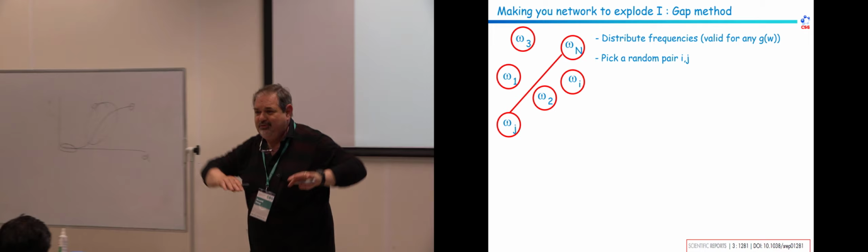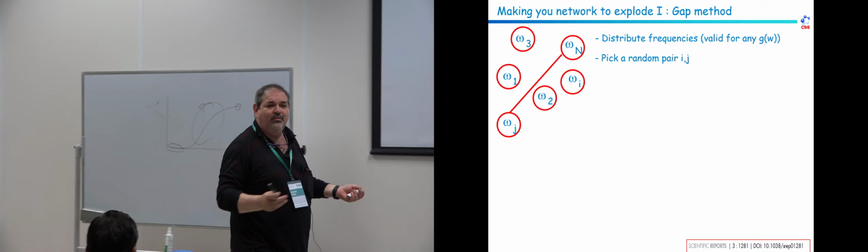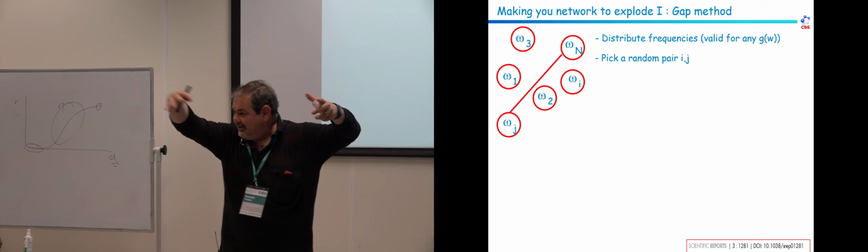Now, what happens to these seeds? They can do two things when you increase the coupling. First of all, they can grow. That is, they can attract more and more oscillators which are free. I have a lot of oscillators which are free. They can come to me. So I can grow from 2 to 3 to 4 to 5 and so on. The second thing they can do is they can merge.